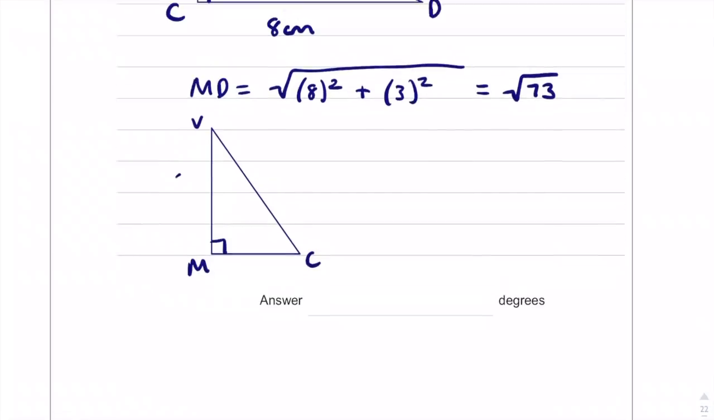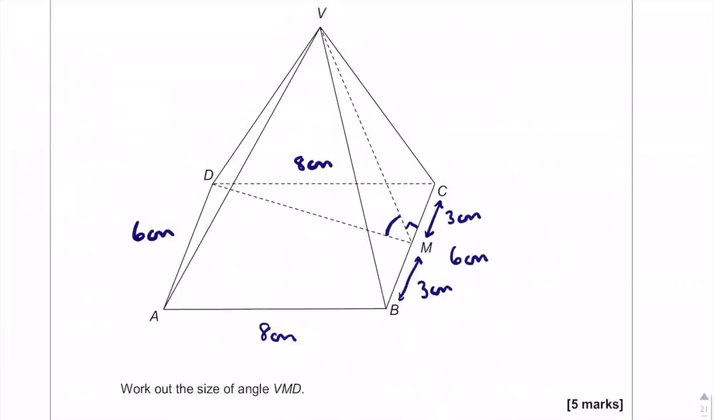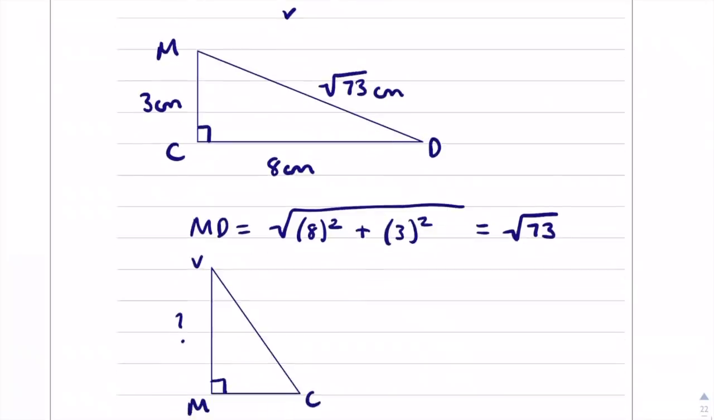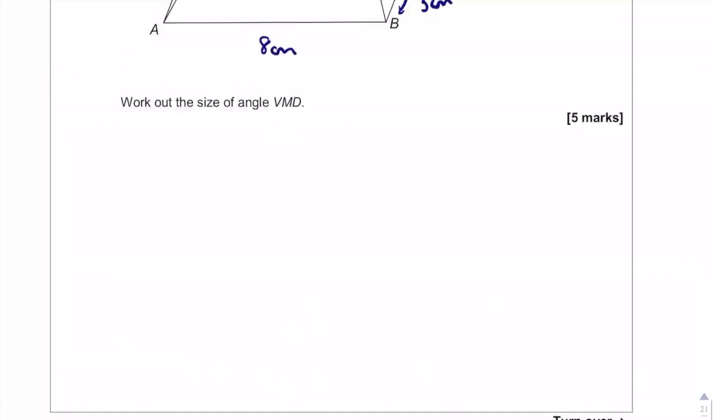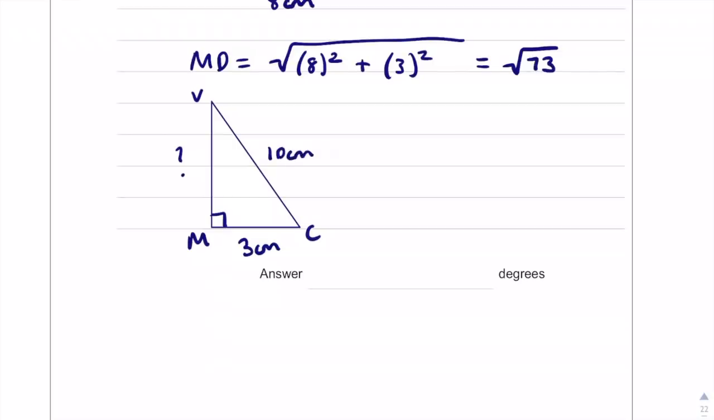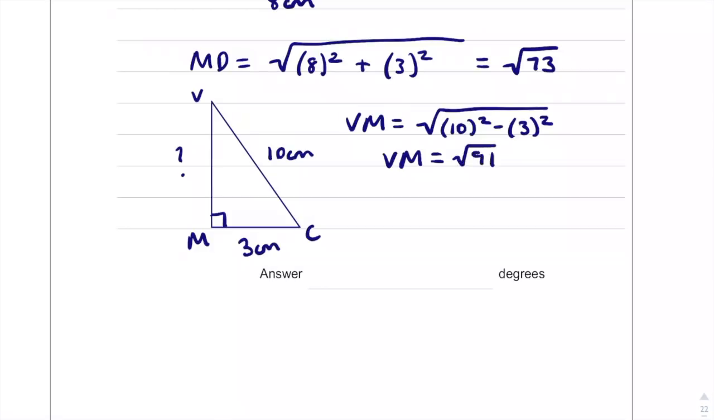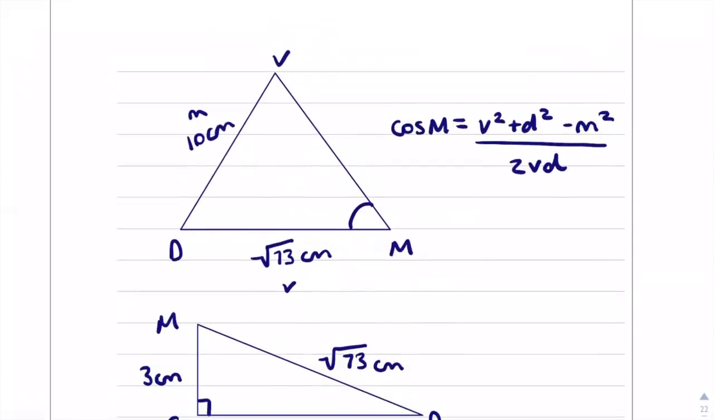Well, V to M is what we're trying to find. We know M to C is 3, and we're told in the question that VC is 10. So this must be 10. So using Pythagoras, we can say that VM is equal to the square root of 10 squared minus 3 squared. If you type that in on your calculator, we get root 91. And now we can add that to this diagram. So this is going to be root 91 centimetres.